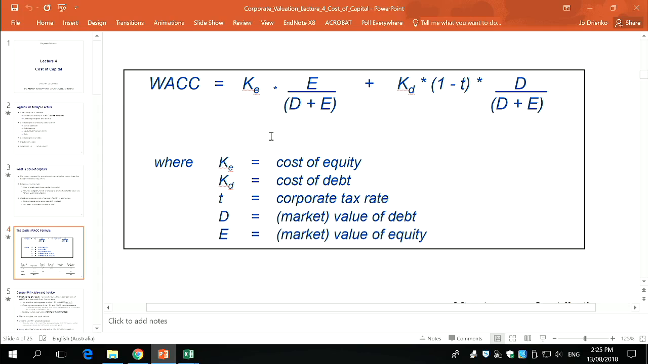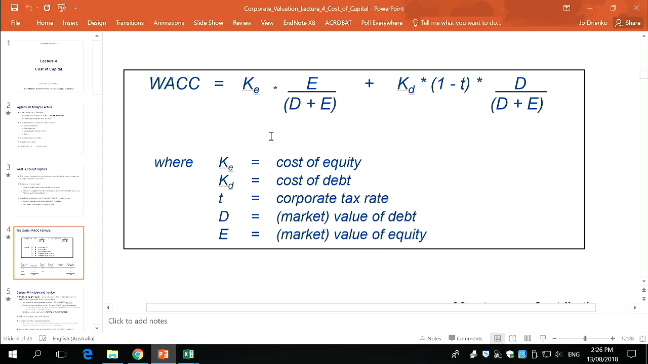This would be 50 plus 50 is 100, so this is half at 7%, plus D, 50 plus 50, half. Let's say cost of debt is 4%, 1 minus 30% is 70%, so 4% times 0.7, so 0.04 times 0.7 times 0.5 will give you the cost of debt after tax. There's no tax benefit on equity because dividends are paid after tax. Interest is paid before tax, so there's a benefit. That's why it's 1 minus T.